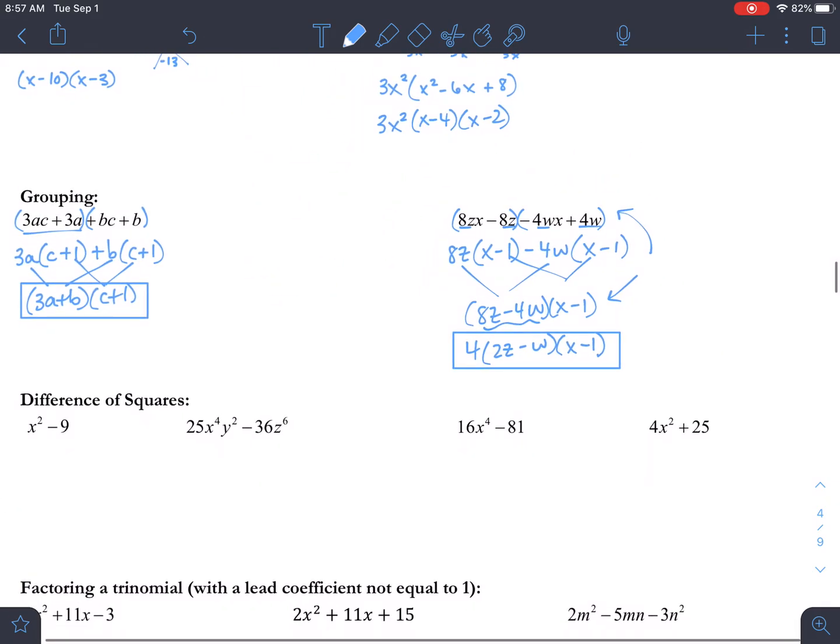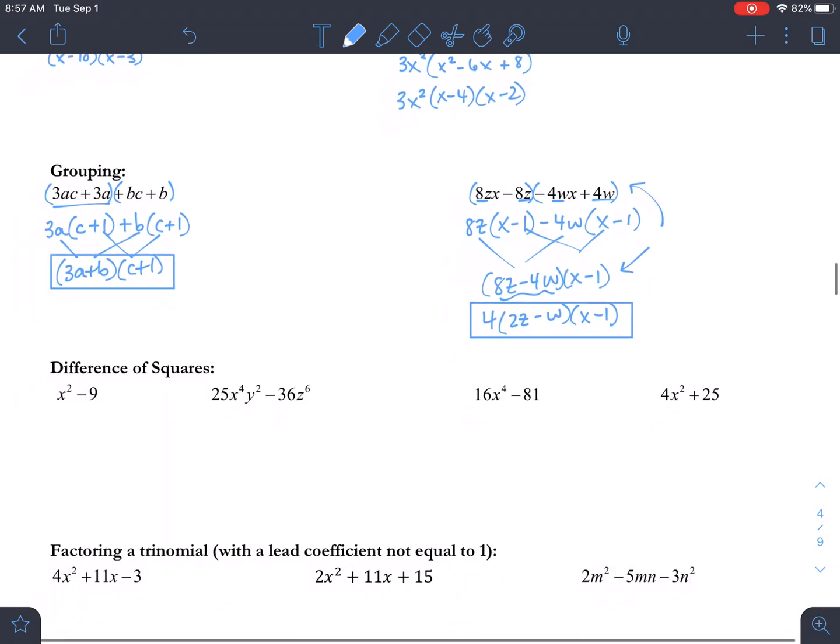So speaking of difference of squares, let's talk about those. Your classic difference of squares is a perfect square minus a perfect square, and we get a minus b, a plus b. Okay, so if we're going to look at these next examples, we'll start off with an easy one here, x squared minus 9.